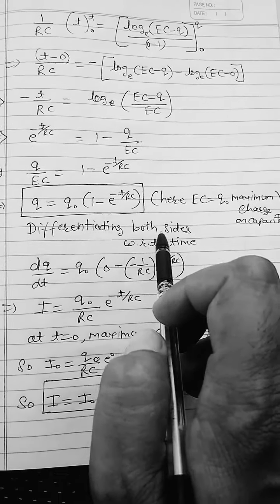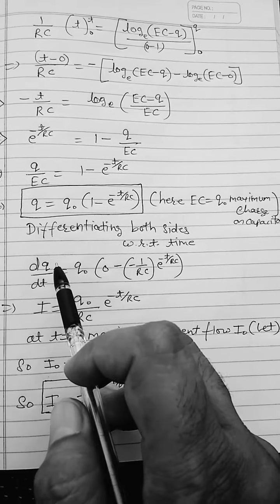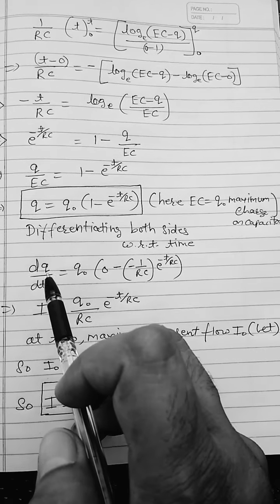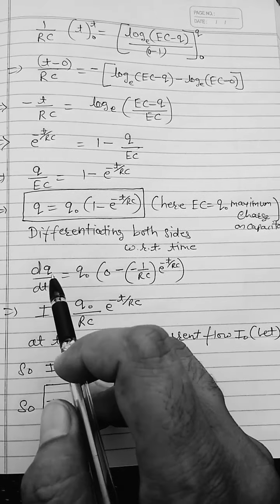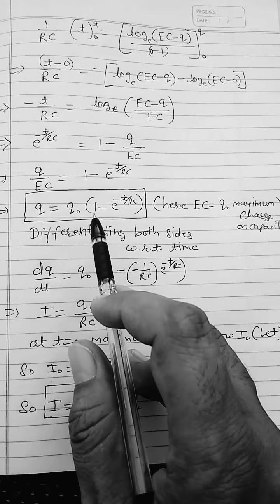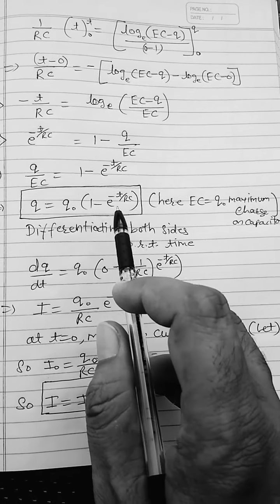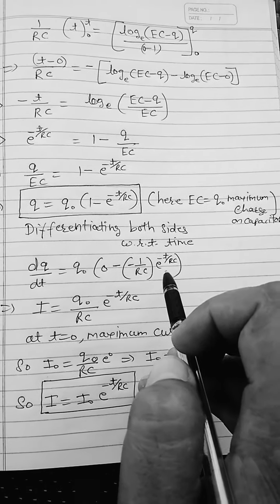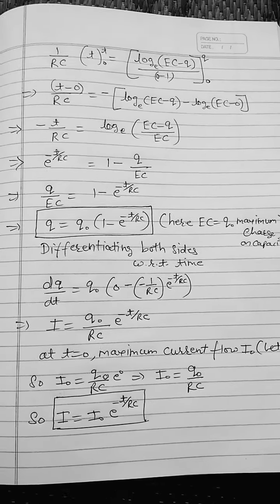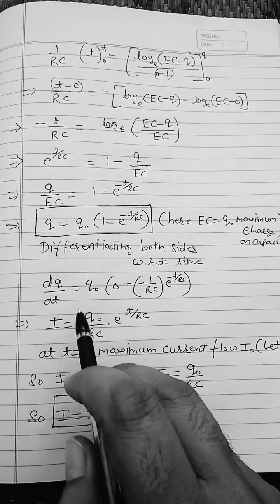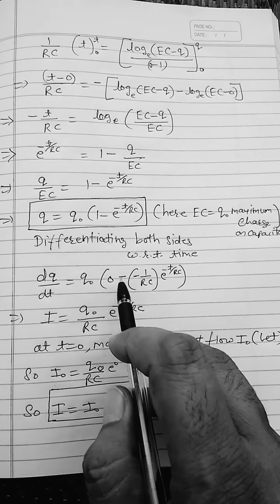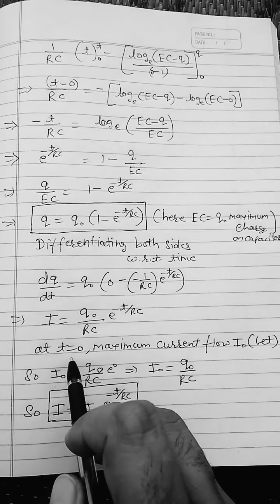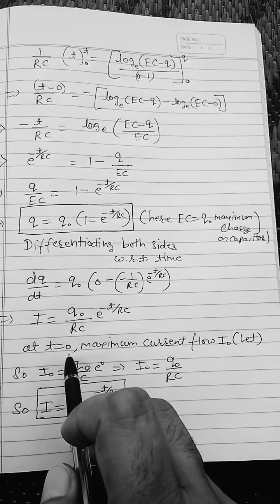Differentiating this, we will get dq upon dt, because we are differentiating both sides with respect to time. So we will get current I, because dq upon dt is I. So q naught, differentiation of 1 will be 0. Differentiation of this one will be minus 1 upon RC e raised to minus t upon RC. Okay, so I is equal to q naught upon RC, e raised to minus t upon RC.